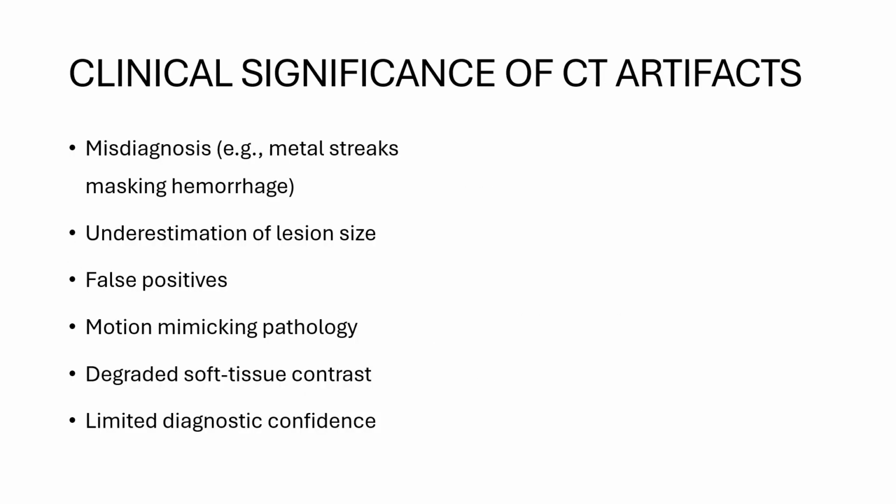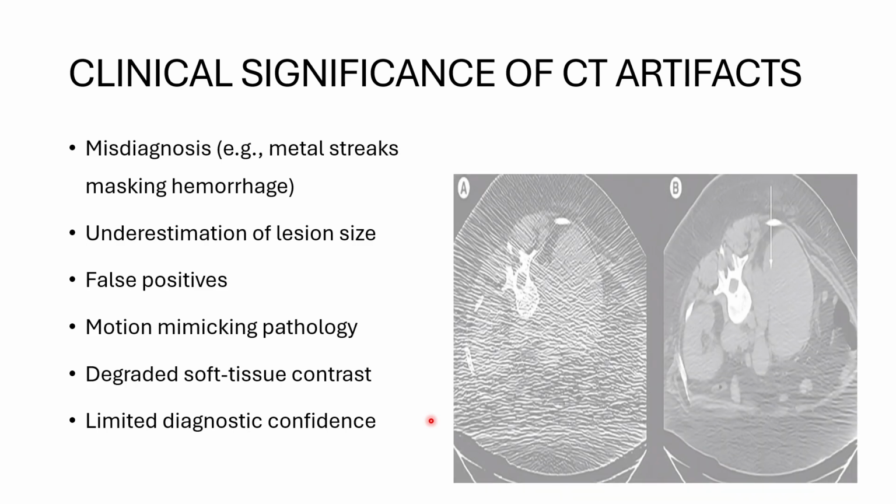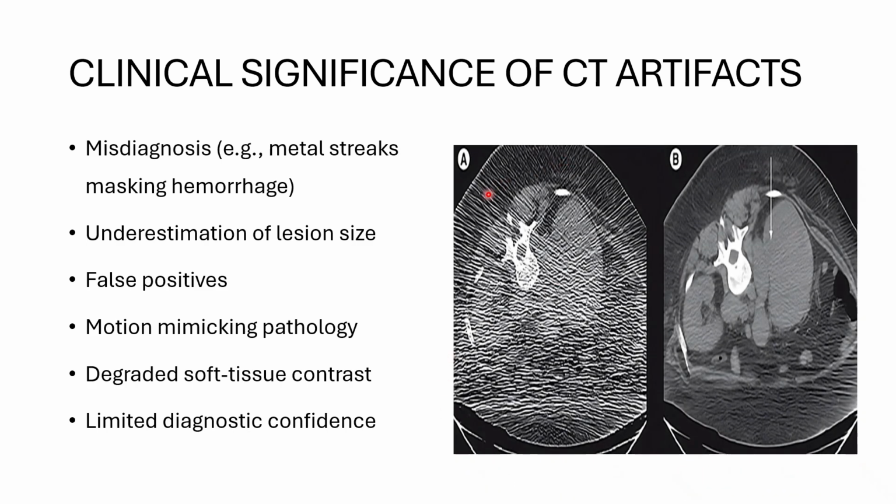Let's know in general the clinical significance of all these CT artifacts. So these CT artifacts can lead to the misdiagnosis like metal streaks masking hemorrhage, and the underestimation of lesion size, false positives, motion mimicking pathology, degradation of soft tissue contrast, and the limited diagnostic confidence. As we can see in this image showing the artifact which is leading to the obscuration of the normal anatomy as well as the pathology. After the removal of artifact, we can see that there is a lesion in the left renal area.